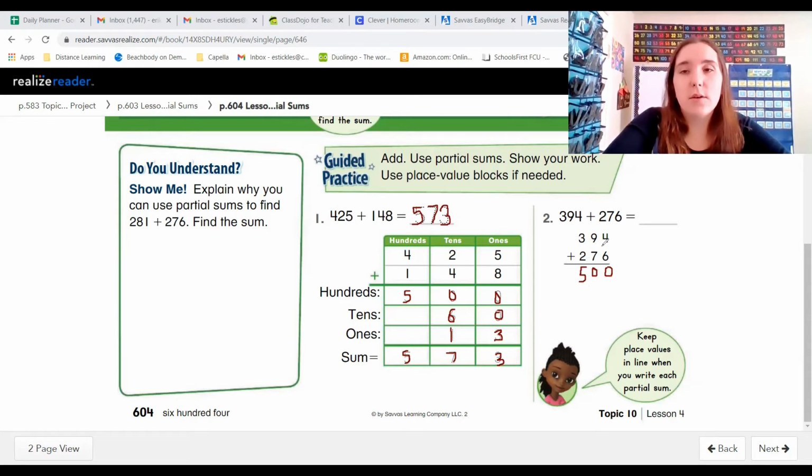Now let's do the tens. We have 9 tens plus 7 tens. What's 9 plus 7?